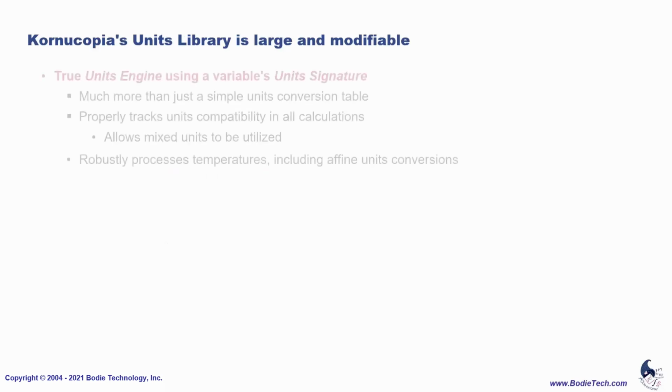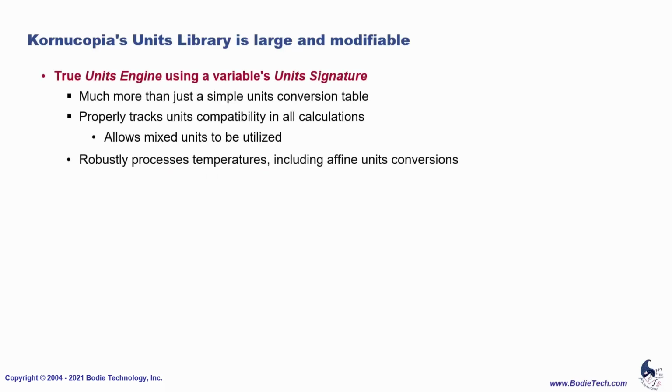Kornucopia's units library is large and modifiable. It's based on a true units engine that uses a variable's unit signature. This is much more than just a simple units conversion table. It properly tracks unit compatibility in all your equations, allowing you to comfortably use mixed units. And it robustly processes temperature, including the affine units conversions.